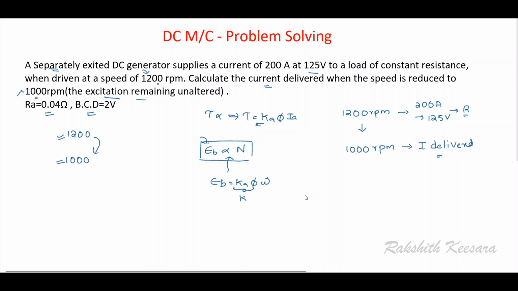So, what is the approach we should take? With the 1200 rpm, we should calculate our back EMF, and with 1000 rpm, we should again calculate our back EMF. With this back EMF, we should calculate our current. So this should be our approach. Let us solve.